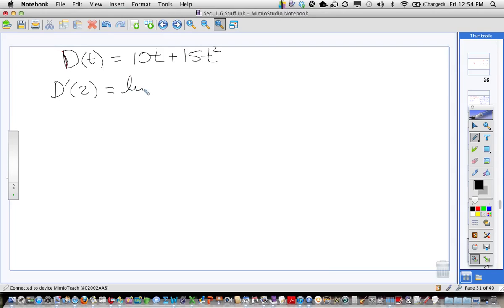So limit, as h approaches 0, d of 2 plus h minus d of 2 all over h. Correct? Right? Write it in that function notation first to start with. So we're just copying our formula.